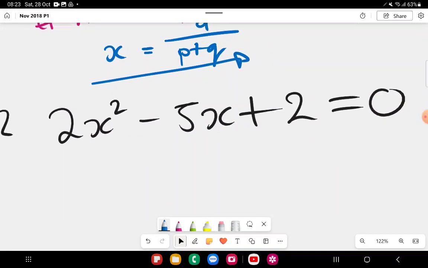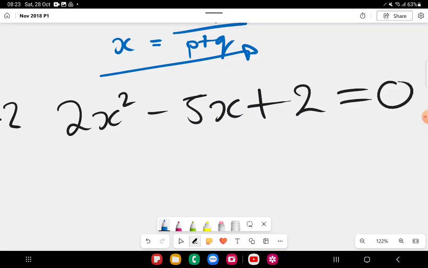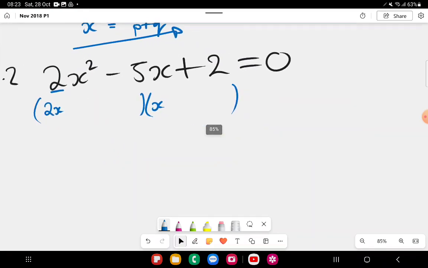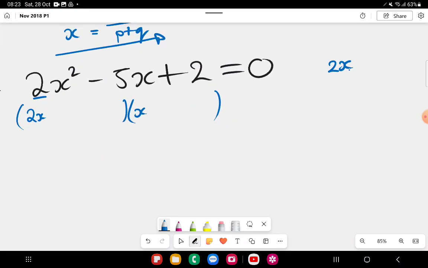Question number 2 gives me a trinomial equals 0. We want to solve for x. Now I'm going to have two brackets, and I'm going to have factors of 2 is going to be 2x and 1x. Let's try and factorize this quickly. So I know I've got 2x and 1x, and then the factors of this 2 is either going to be 2 times 1, or it's going to be 1 times 2.